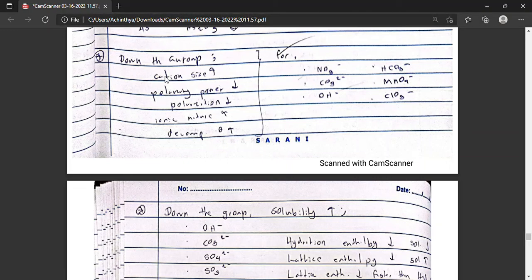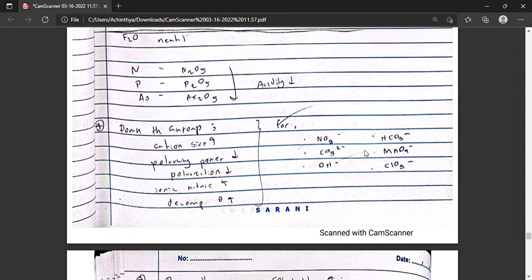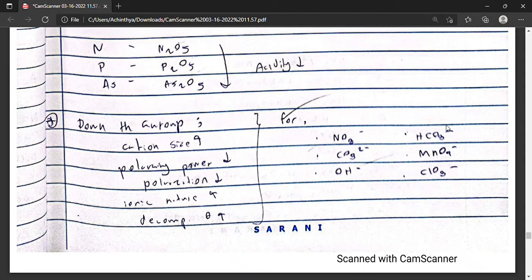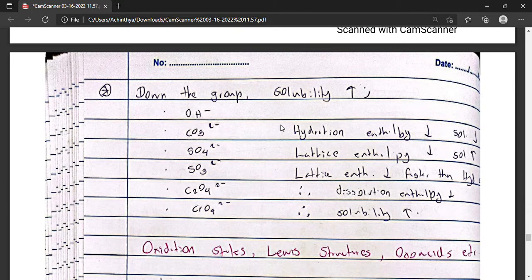Let's now talk about decomposition temperature and solubility. So basically, if we have nitrates, carbonates, hydroxides, bicarbonates, permanganates, and chlorates, down the group their decomposition temperature increases. While down the group, the solubility of hydroxides, carbonates, sulfites, and oxalates and chromates, they increase down the group.